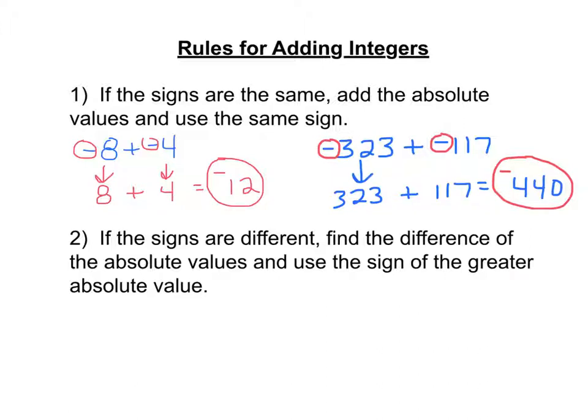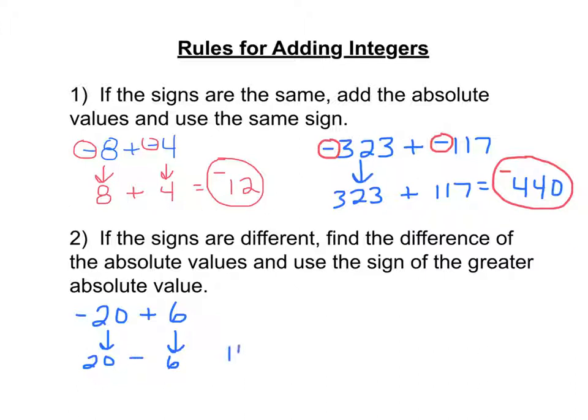The second rule for adding integers is, if the signs are different, find the difference of the absolute values and use the sign of the greater absolute value. For instance, if you were given negative 20 plus 6, and that's understood to be a positive 6. According to this rule, I'm going to find the difference of the absolute values. So, the absolute value of negative 20 is 20. The absolute value of 6 is 6. Finding the difference means I'm actually going to subtract them.